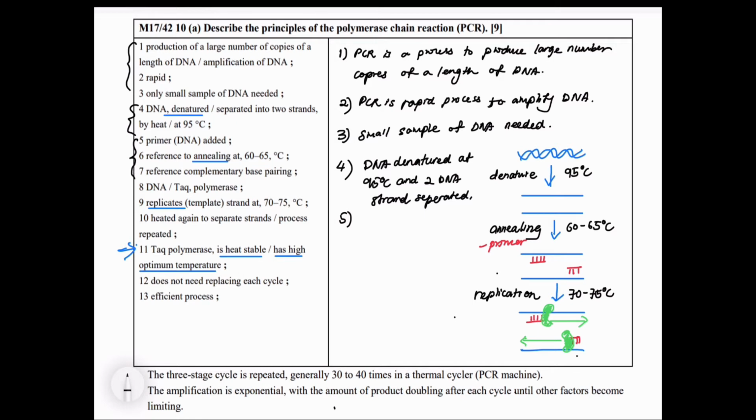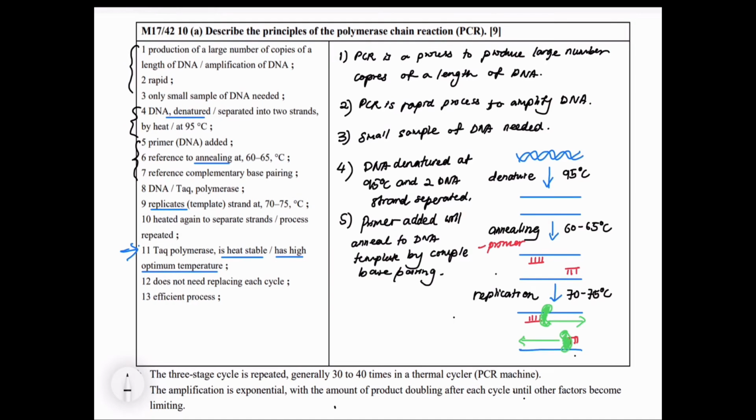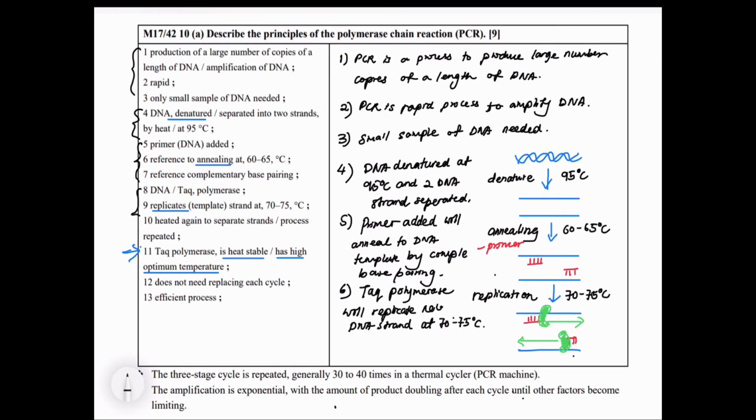When primer is added, the annealing process takes place at 60 to 65 degrees Celsius by complementary base pairing. And the third step involves Taq polymerase, where DNA is replicated at 70 to 75 degrees Celsius. And the process will be repeated for around 30 to 40 times, therefore your DNA concentration will increase.